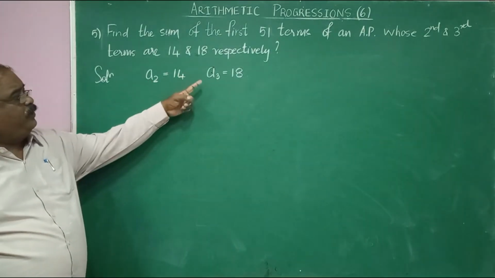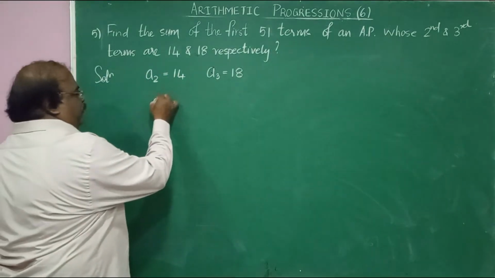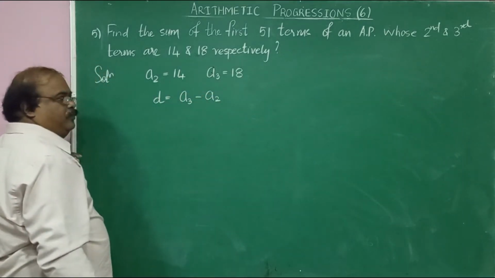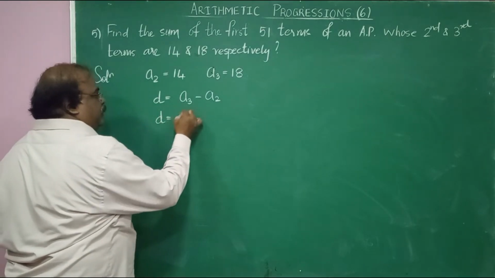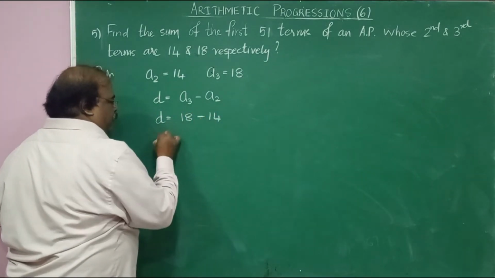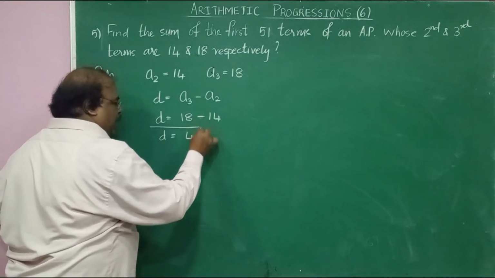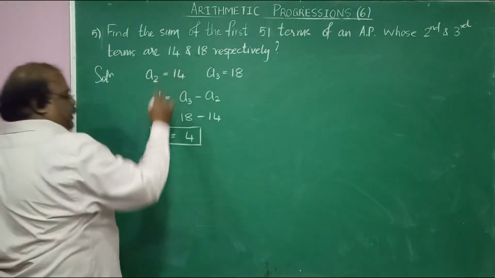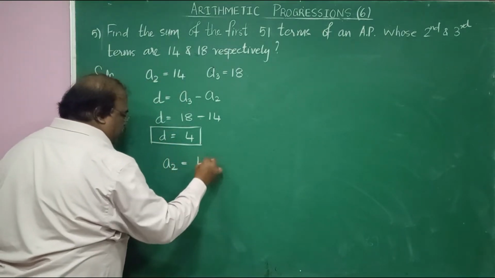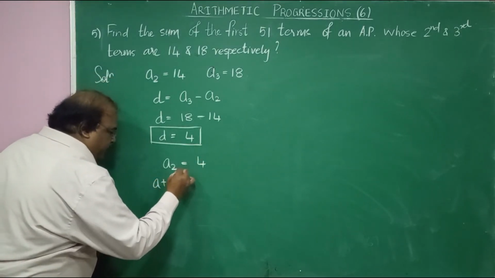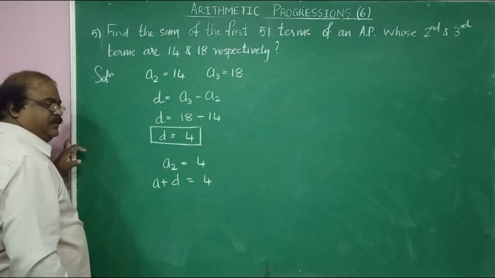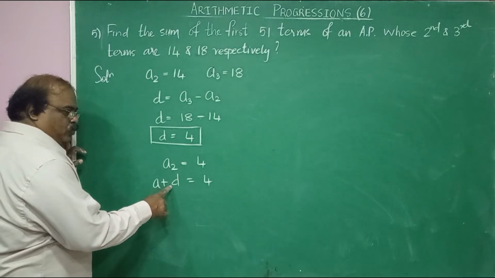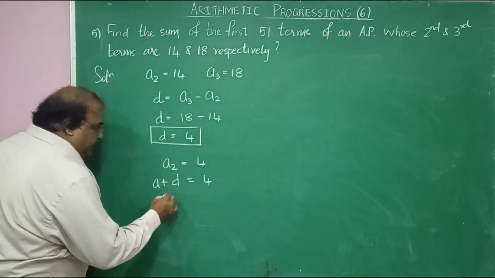Once you know the second term is 14 and the third term is 18, I can very well tell you what the common difference is. Common difference is a3 minus a2. So what is the common difference? 18 minus 14, which is 4. I have first found out the common difference. Now the second term is a plus d. When I say the second term, that means a plus (2 minus 1) into d. 2 minus 1 is 1d.